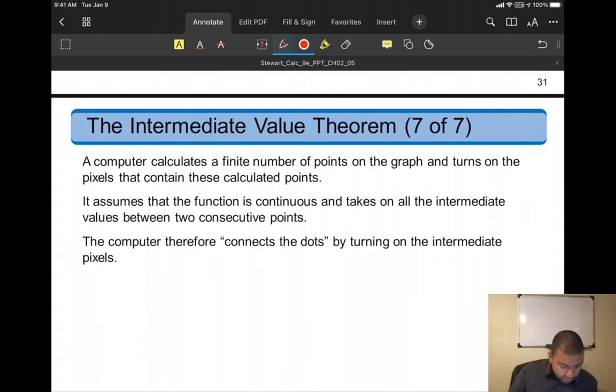So this is in general what we're being told. A computer calculates a finite number of points on the graph and turns on the pixels that contain these calculated points. The pixels are the little dots on the screen. So we are assuming that the function is continuous and takes on all the intermediate values between those consecutive points. It assumes that the function behaves nicely between these points. We can try and trick a computer if you want, but the computer just connects the dots and turns on the intermediate pixels, assuming the function is well defined in there.